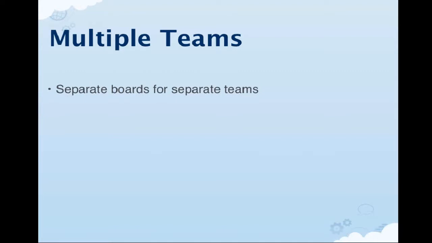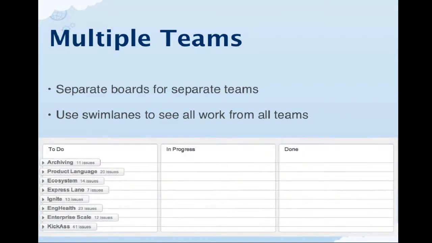We actually use a separate board for each of those separate teams, but the entire JIRA dev team, all those smaller teams, work together on the same iterations. So we actually use one sort of monolithic giant board that only looks at the stories and doesn't look at the smaller parts of those stories, doesn't look at the subtasks or anything like that. It just looks at the larger components. And we use swim lanes to see all the work from all the teams. So we've got the archiving team, the ecosystem team, the engineering health, and enterprise scale teams, and they've each got their own issues that they're working on.